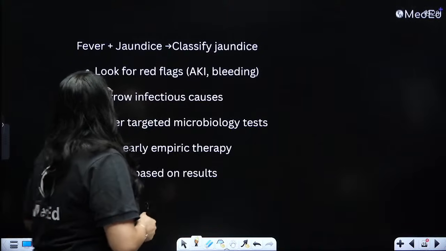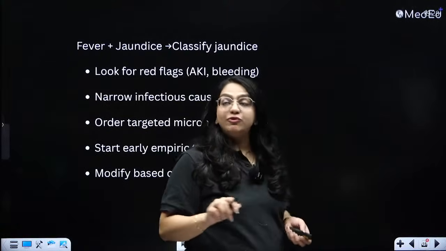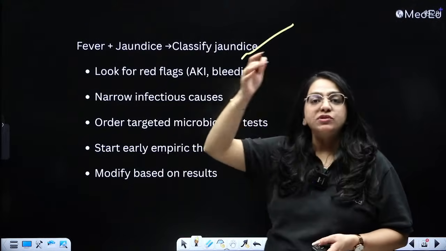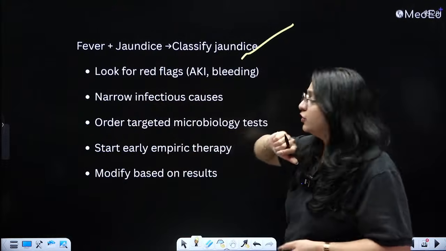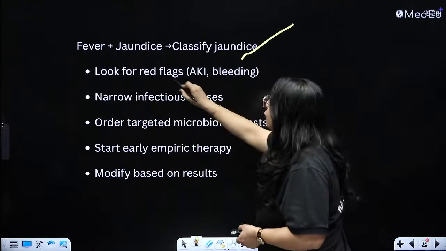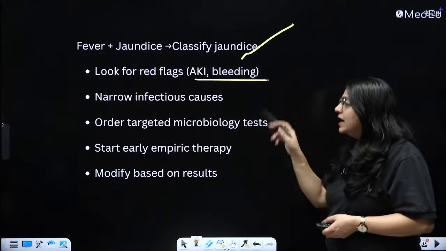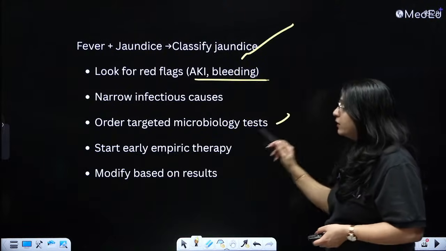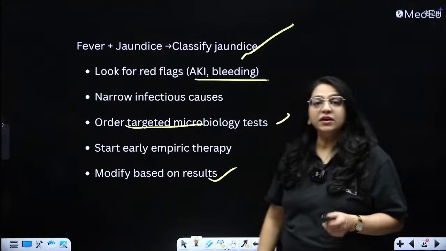Okay, right. Fever plus jaundice. So whenever you get a case of fever plus jaundice, you have to classify the jaundice first, whether it is hepatic, post-hepatic, pre-hepatic, obstructive, what kind of bilirubin is coming out. Look for red flags such as bleeding or acute kidney injury, which was present in our patient. Narrow down to infectious causes based on all of this history. Order targeted microbiological tests. Start early empirical therapy and modify based on the results.